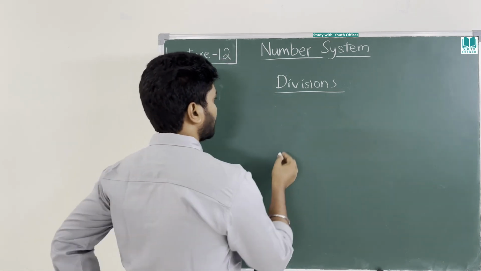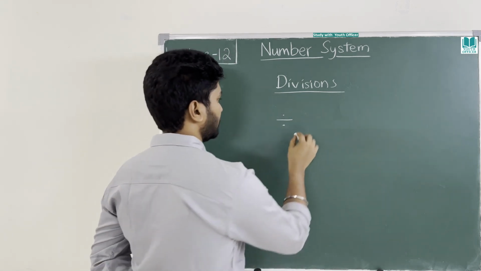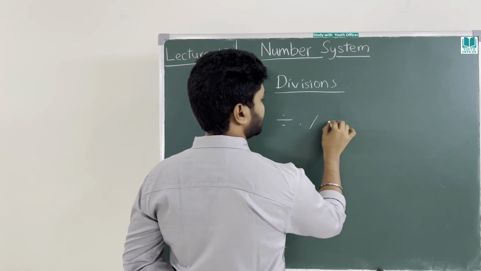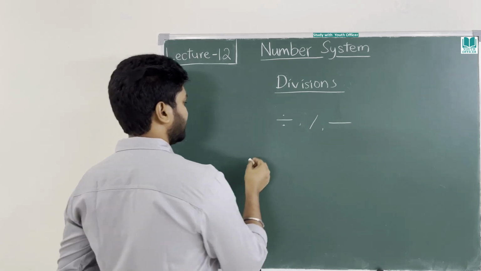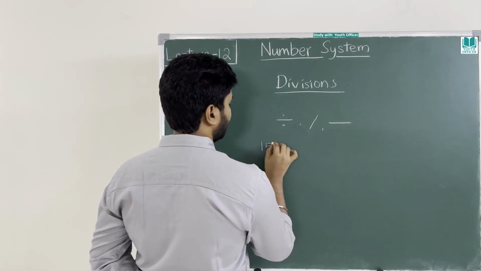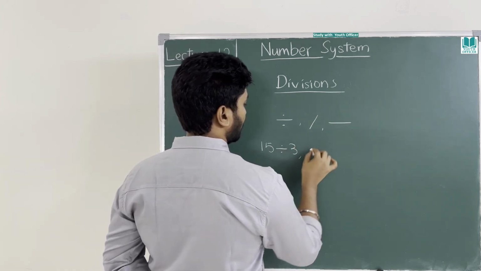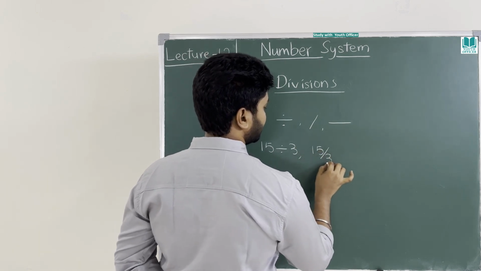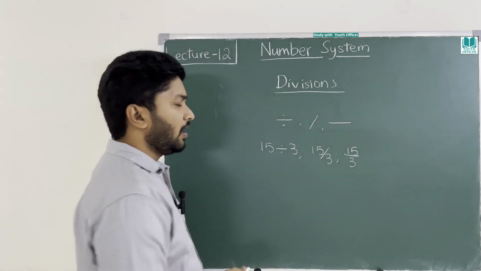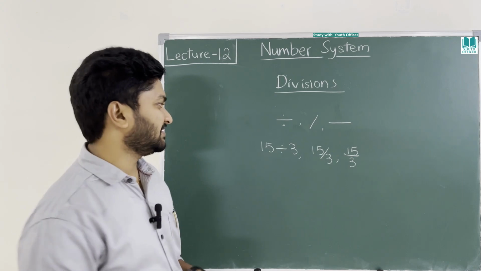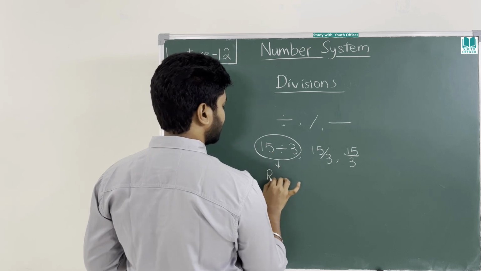Please concentrate here. Divisions means we use this symbol, or sometimes they use this symbol, or sometimes this symbol. If you are taking two numbers, 15 divided by 3, this is the divided by symbol, or sometimes people write it like this, or like this. All mean one and the same, but the basic difference is whenever it is in this form, they are asking for the result.